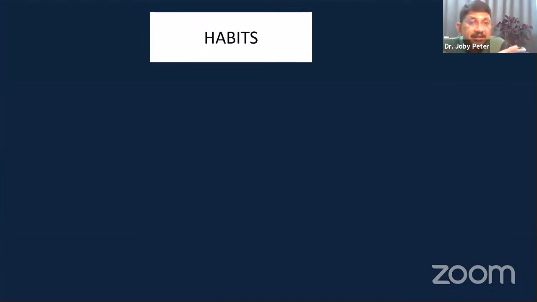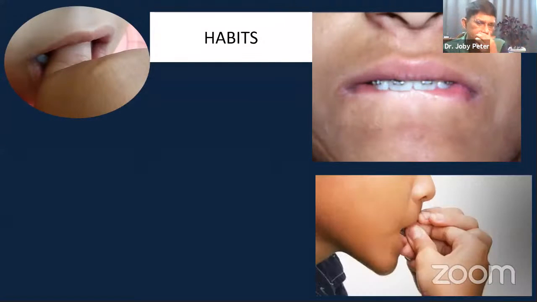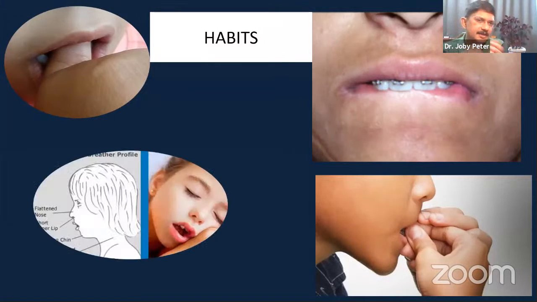Definitely habits. Next, come to habits. Your thumb sucking habits, lip biting habits, nail biting habits, mouth breathing habits, all these habits can also cause your crowding condition, which also doesn't require an X-ray. An IOPA or your OPG is not required for these conditions. So these are the simple clinical indicators you should observe before treating a crowding condition. Or if the parent says that my son's teeth are coming inside or not coming, whatever they say, a general dentist should observe these conditions.